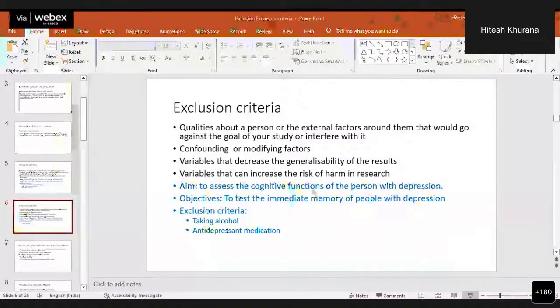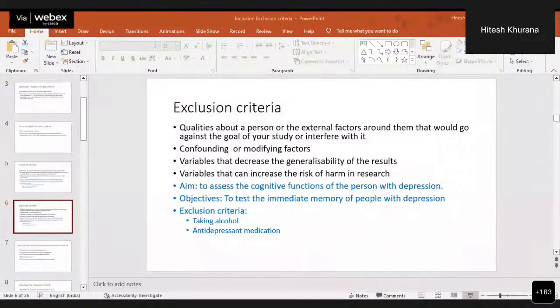same example over here, in case we have the cognitive functions we want to assess and we want to test the person's immediate memory, that inclusion criteria, all these acceptable to, we have discussed this earlier, and we want to take any gender, and let's say that in the community the male people are there, we'll be taking male and female both. We'll be taking adults and we'll be taking disorder as depression.